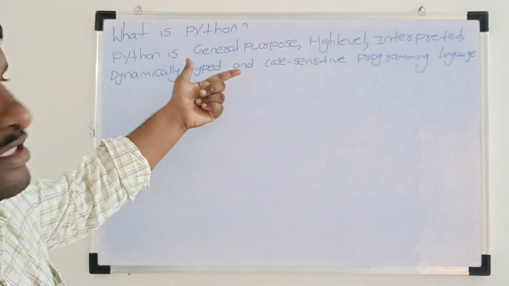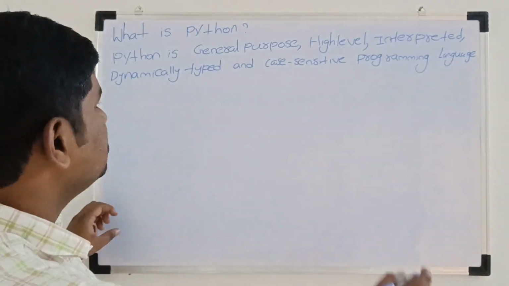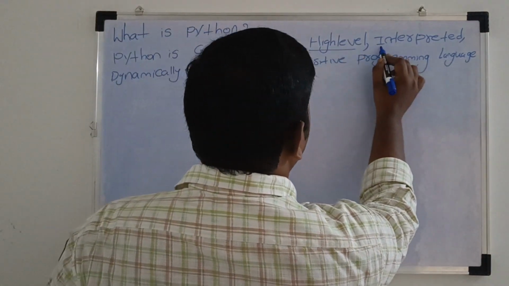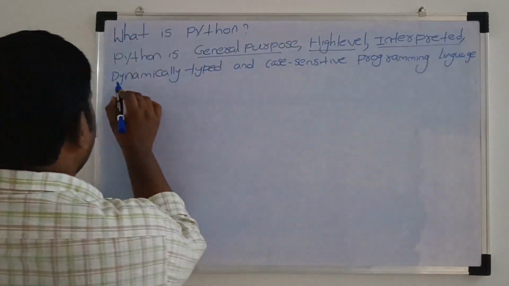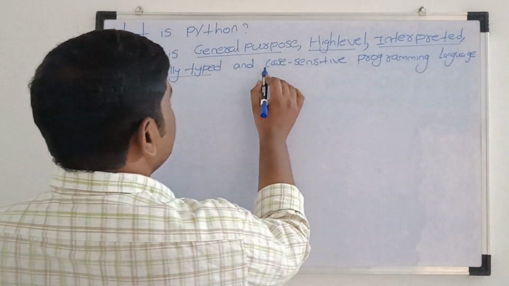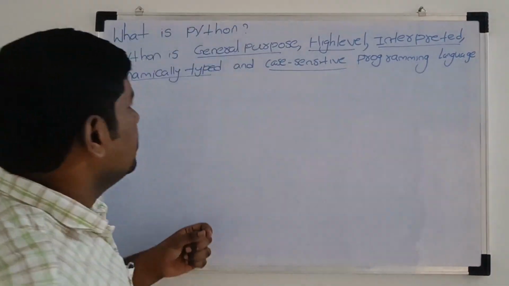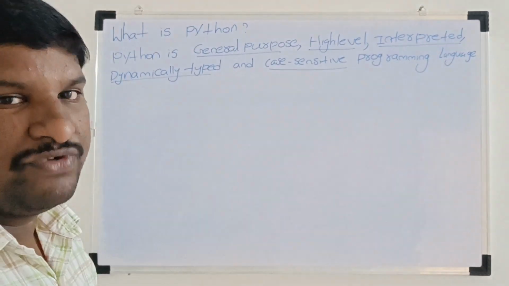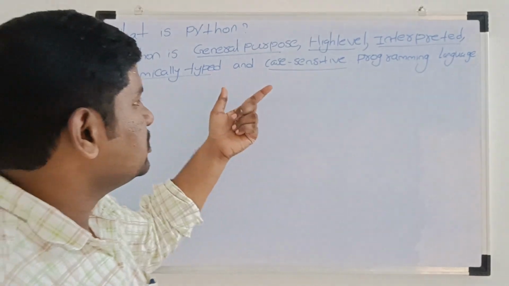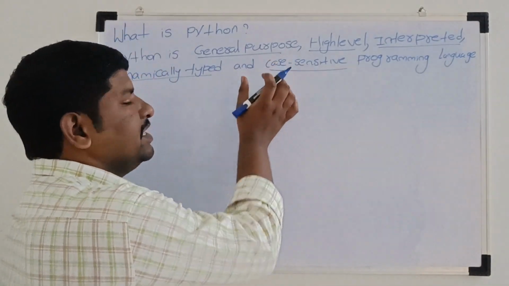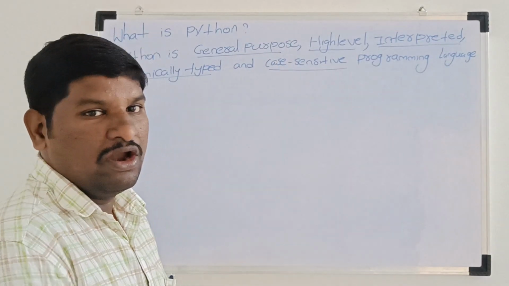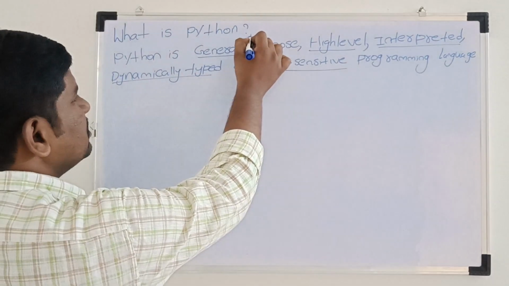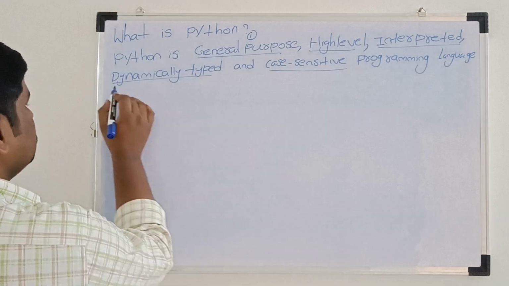So here each of these terms means general purpose, high level, interpreted, dynamically typed, and case sensitive. Each of these terms has its own significance. Now I will explain each of them in a detailed way. Now let's decode each one. Now the first one is general purpose.